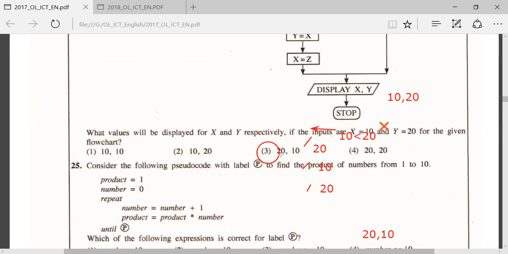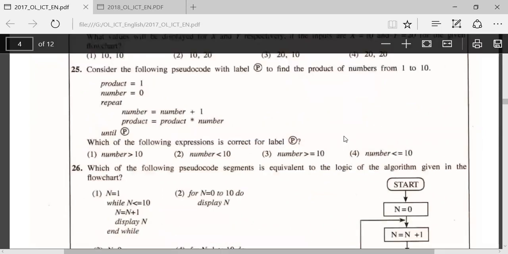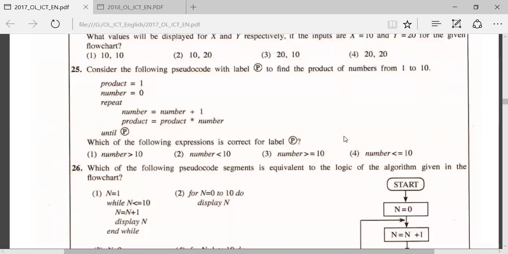That's the end of question number 24 of the 2017 paper. Question number 25. Consider the following pseudocode with label P to find the product of numbers from 1 to 10. So product means the multiplication.